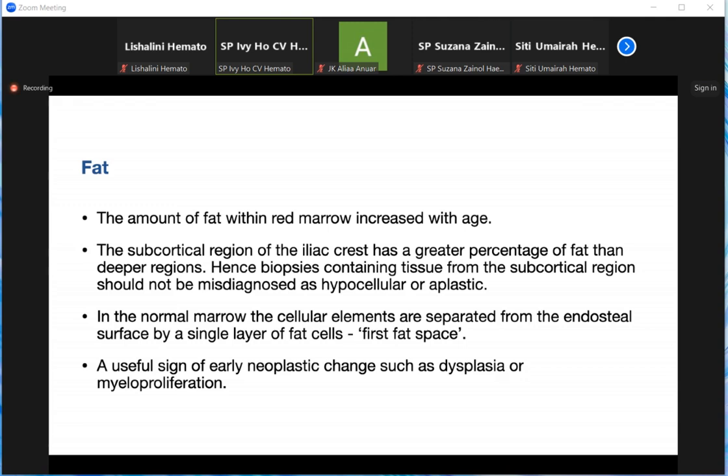And there's another thing we call the first fat space. You can see the bone trabeculae, lined by a layer of osteoblasts. Then there will be a single layer of fat cells that we call the first fat space. In a normal marrow, this fat space is retained. If your patient's marrow has a loss of this first fat space, it means something abnormal is going on in the marrow. It's very hypercellular until you lose this fat space. It is a useful sign of early neoplastic changes, such as in the MPN or MDS.